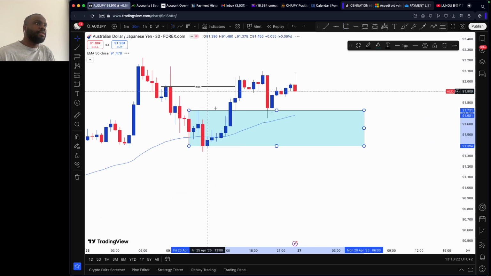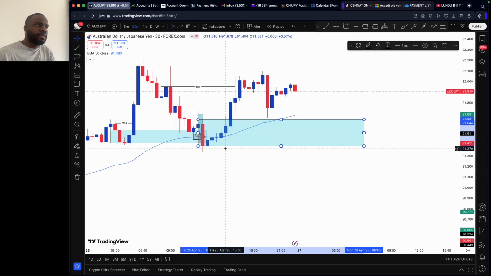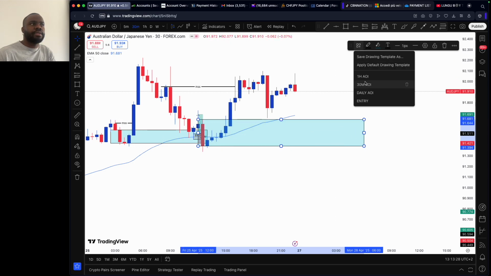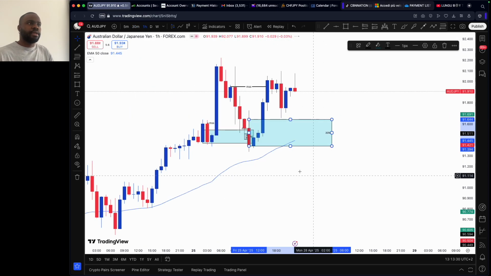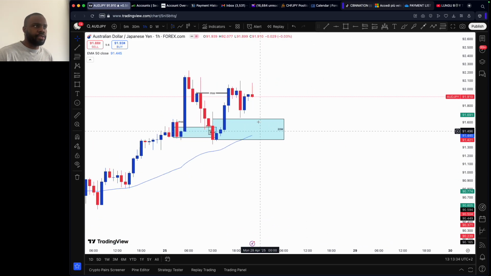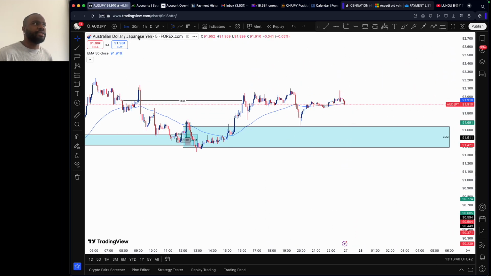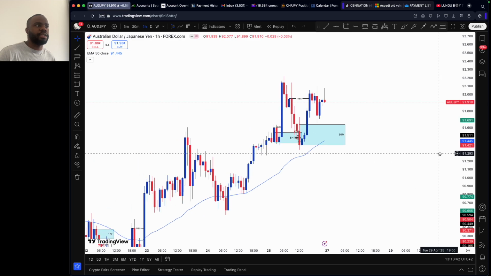Let me refine to the 30 minutes, then zone out the 30 minutes just like this. What I'll do now is wait for price to come back to this zone and give a clean structure shift to take price to the upside. So this one is for AUDJPY.